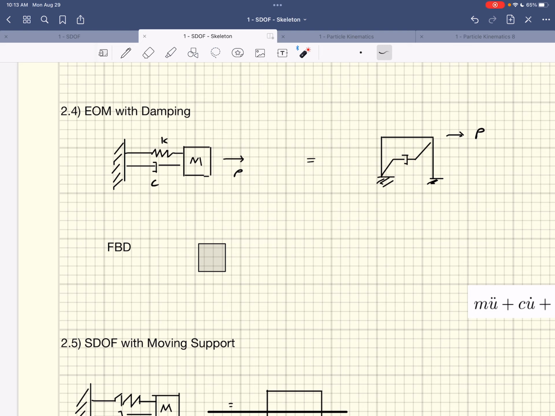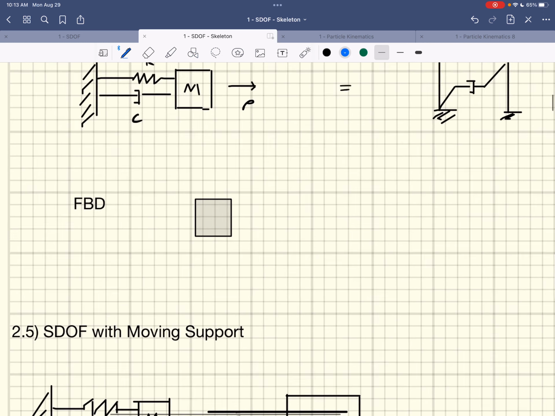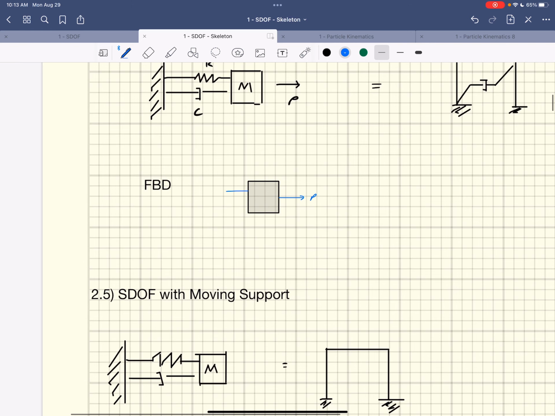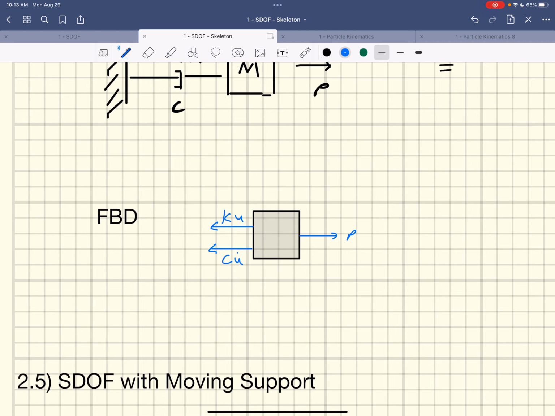If you look at the free body diagram for this system, we've got P acting to the right. Then back to the left, opposite the motion, we have KU like we had before. But then we have another thing, which is C U dot. That's how those dampers work. You have a damping property, and it gets multiplied by the velocity. So C U dot, with U dot the velocity, is the force coming back to the left. KU is the spring coming back to the left. And P is the load being applied.